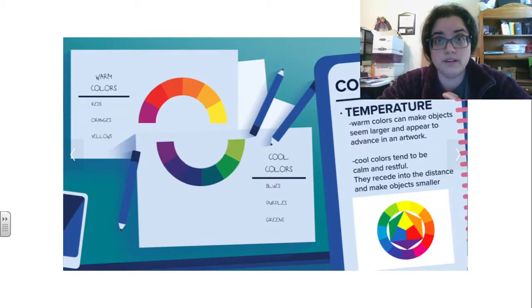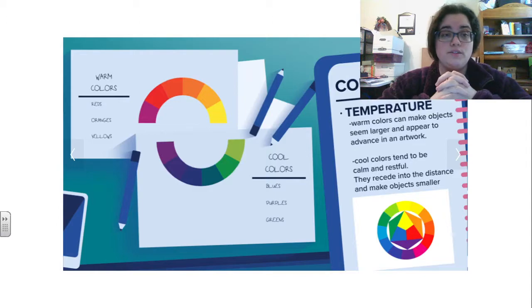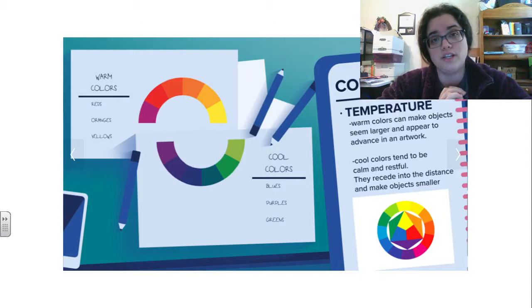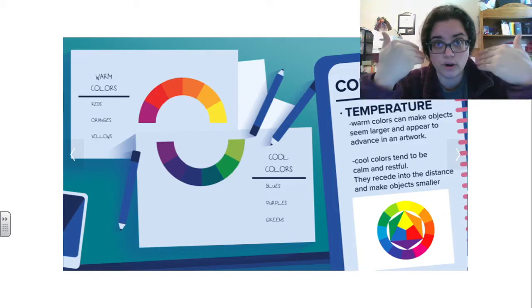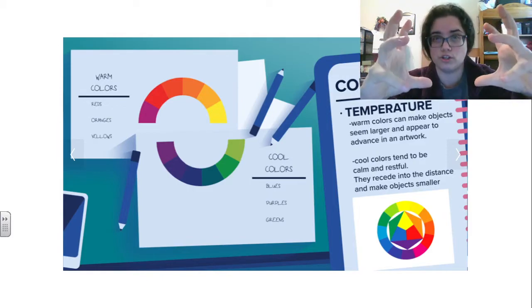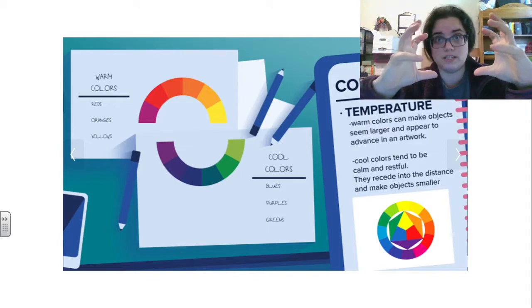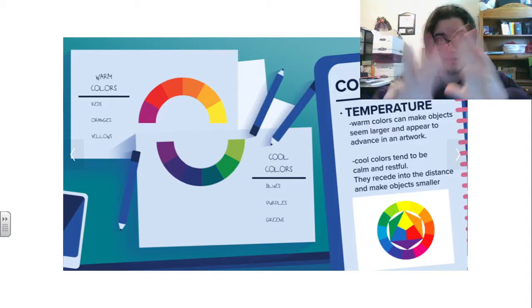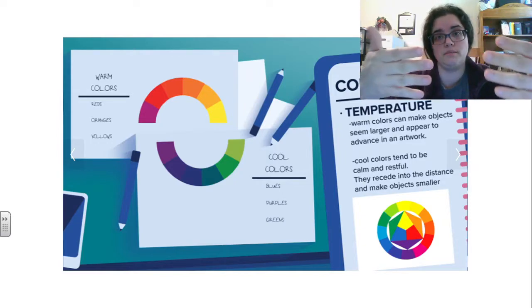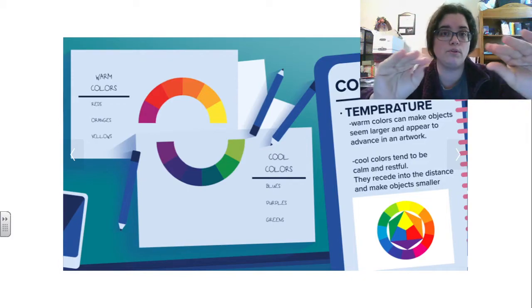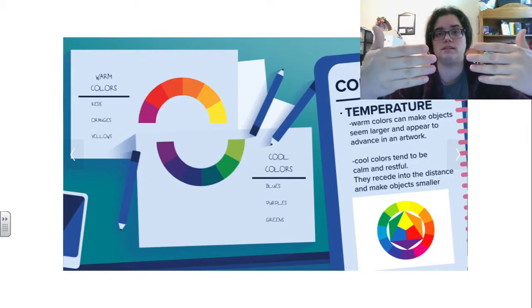Color temperature is something that you probably talked about in elementary school art classes. You have your warm colors, your reds, oranges, yellows. Those are all going to pop forward, make something seem like it's in the foreground of a picture. It's going to make it seem larger. It's going to usually draw your eye, especially if it's the only bit of warm color in a composition. The cool colors are your blues, purples, and greens, and that's going to be calm and restful. They're going to make things seem smaller or less important. It's going to fade in the background. It's going to seem like it's farther away.